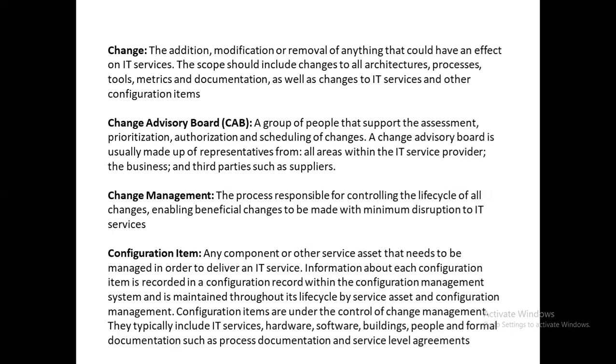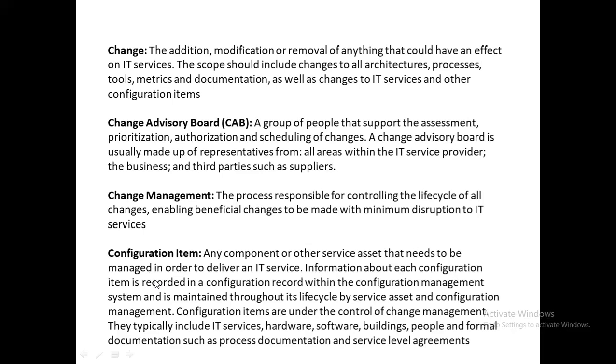It includes services, hardware, software, buildings, people. But in terms of service technology, we will restrict ourselves to all those hardware, software, and services which we generally talk about as configuration items. How are they related together to deliver the entire service? That's the whole concept of configuration items and configuration management. So on this item, you do the management.